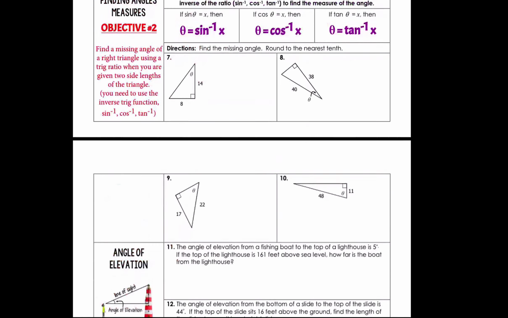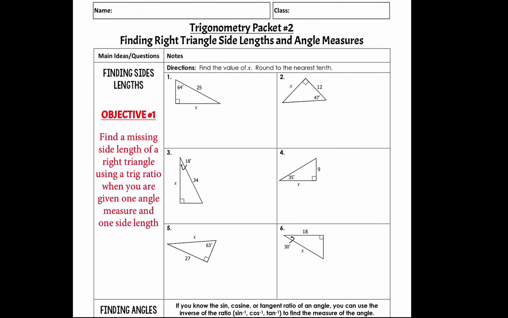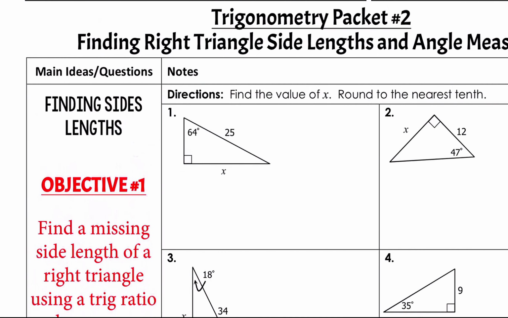next week. So these 2 pages are going to be the next 2 weeks because it's applying what you learned about sine, cosine, and tangent. So let's go into this. So first objective is we're going to find a missing side length of a right triangle using a trig ratio when you're given one angle and the measure of one side.